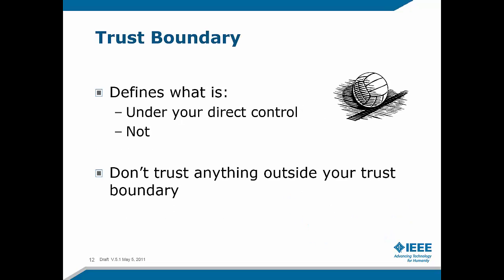A trust boundary defines what is under your direct control in terms of security or not. You shouldn't be trusting anything outside your trust boundary. So it is a good way of discriminating your assets based on whether you can trust it or not.